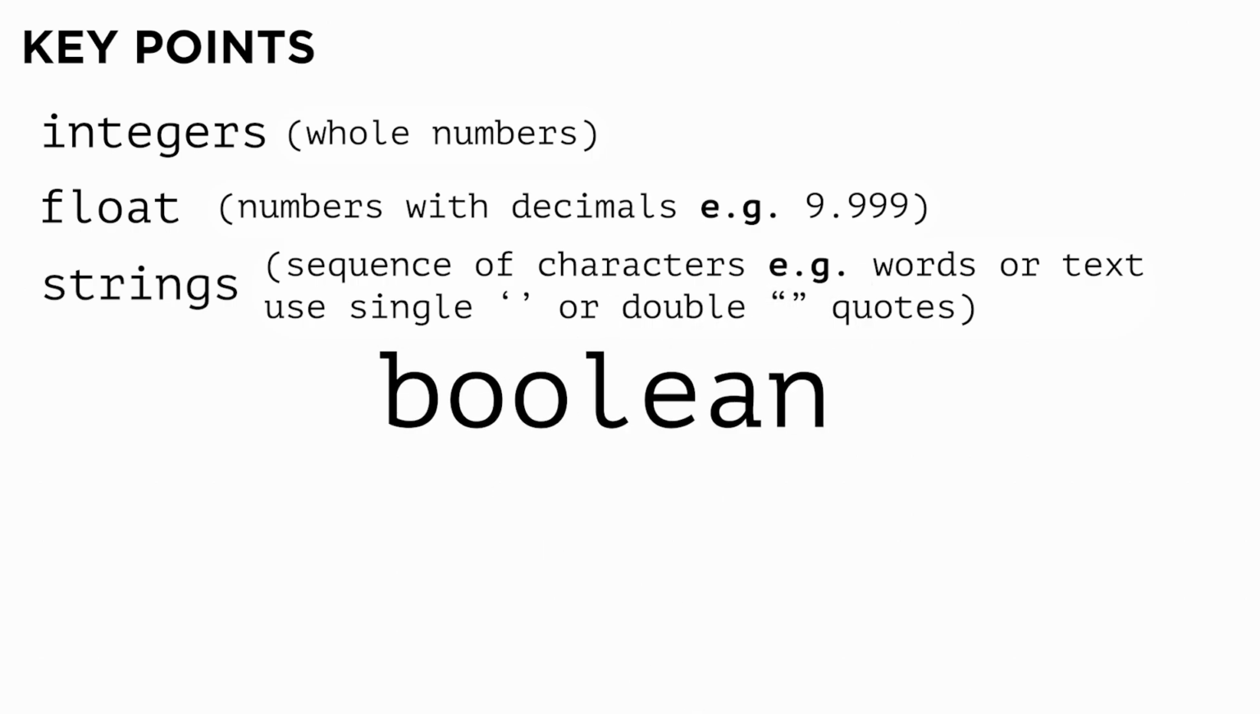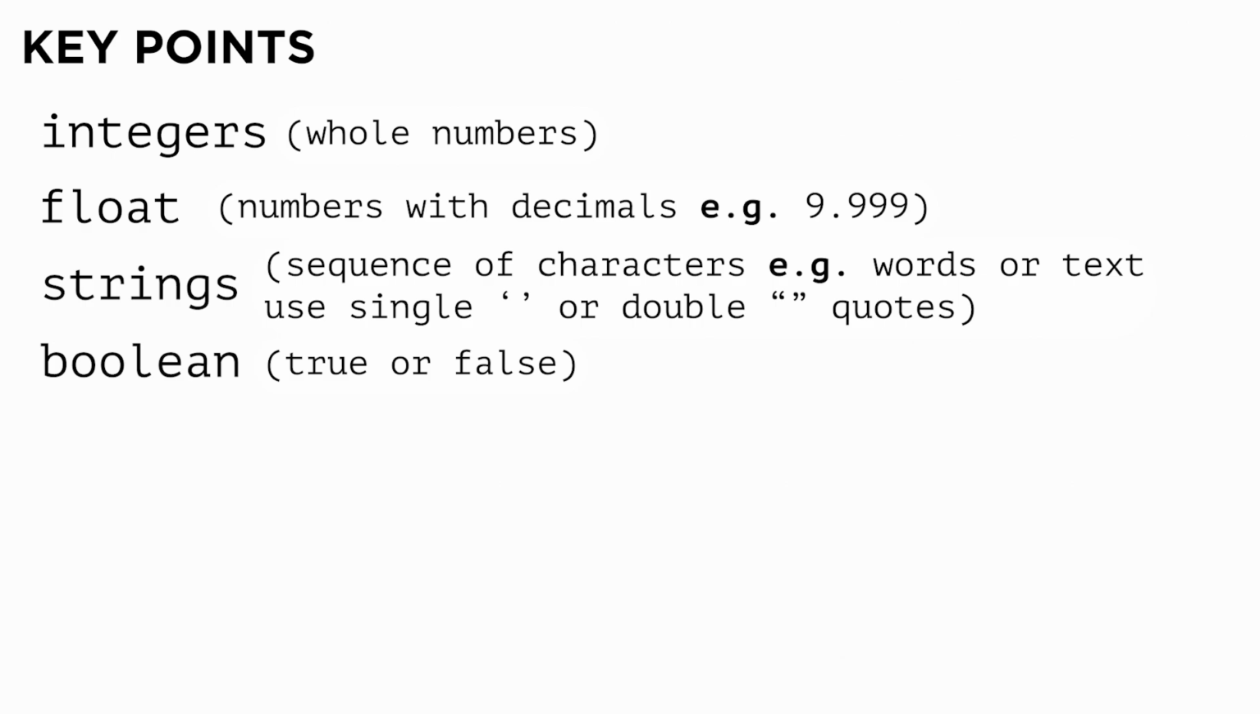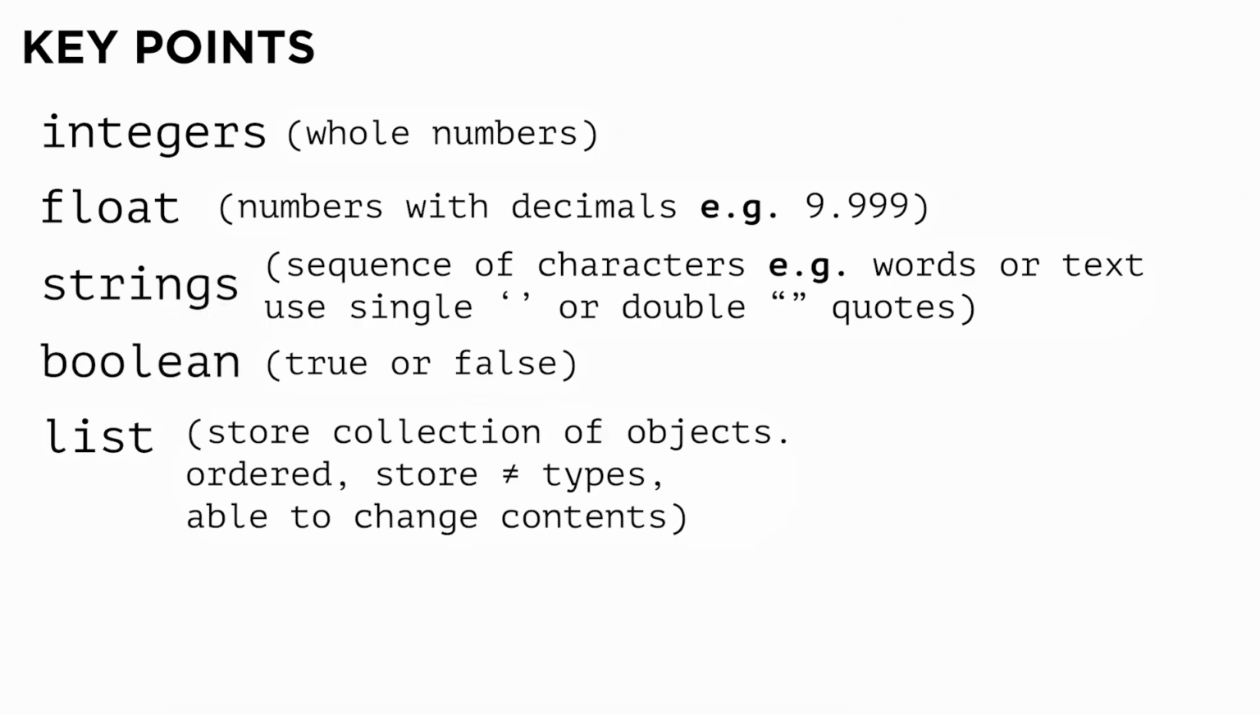We have Boolean type, which just stores a true or false value. And these are very essential for your computer program to make decisions what to do next. So if something's true, it might do one action. If something is false, it might do another action. And list, which is a way to store a collection of objects. So lists are ordered. They can store different types within them, pretty much only in Python. A lot of languages don't support different types in lists.